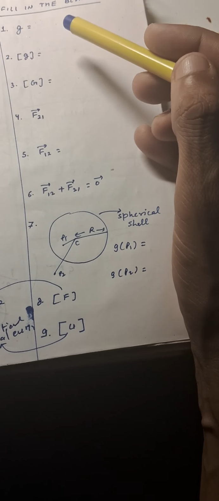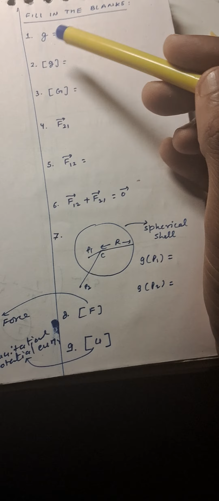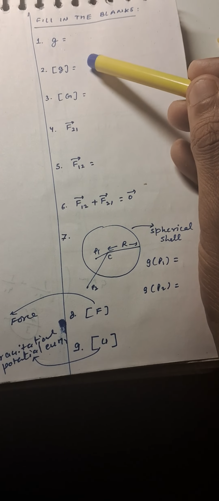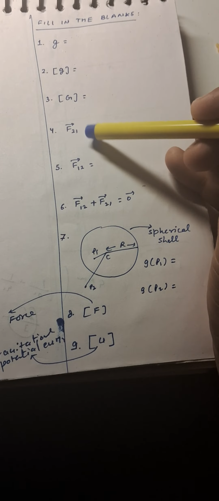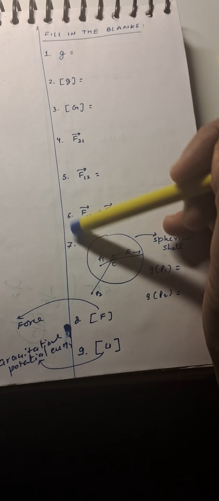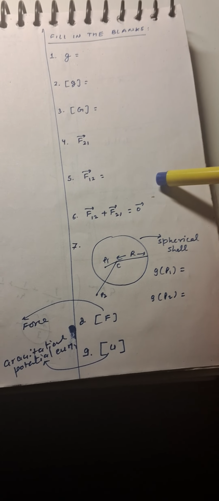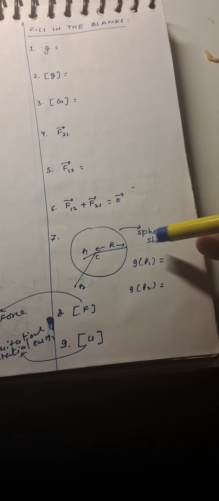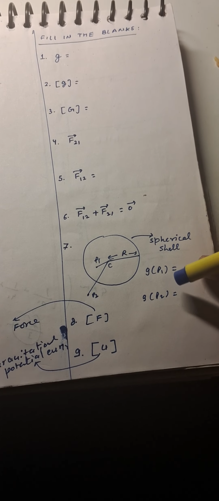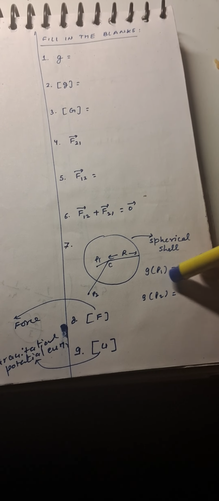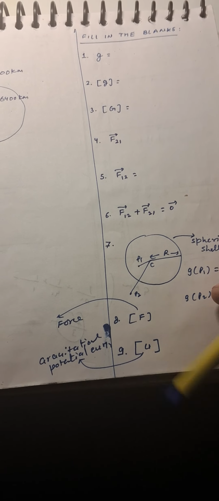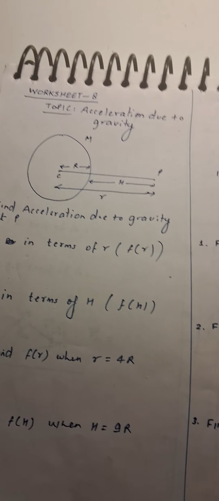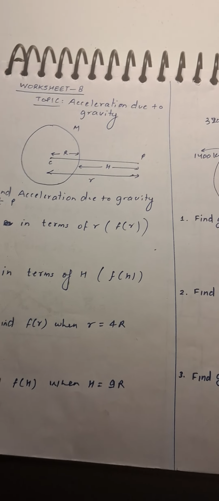Now we have a fill in the blanks type question about acceleration due to gravity. It's the dimensional formula for capital G. F21 plus F12 is equal to 0, is it correct or not? Then we have a spherical shell problem. Then we need to find gravitational acceleration at P1, then at P2, then we need to find the dimension of force, then the dimension of gravitational potential energy. So these are the basic worksheets on checking your basic understanding of the topic itself.